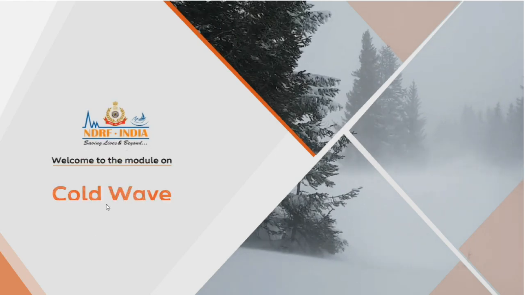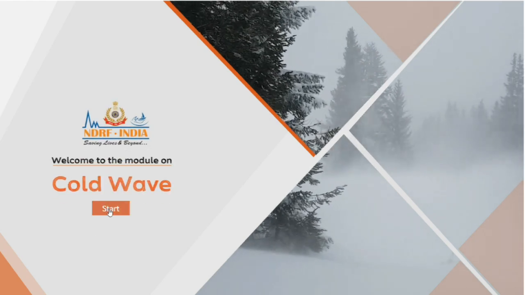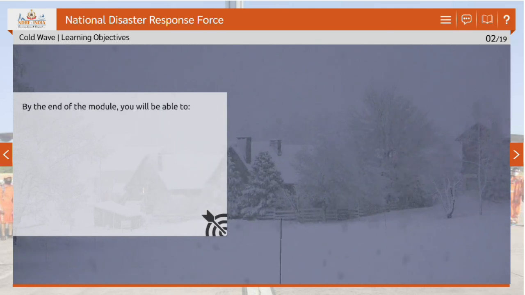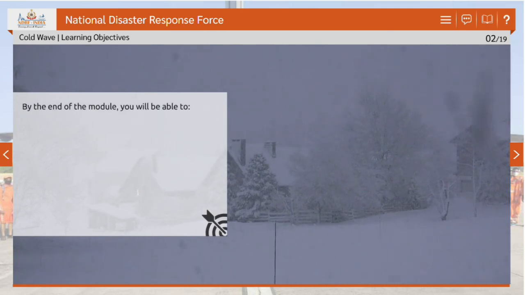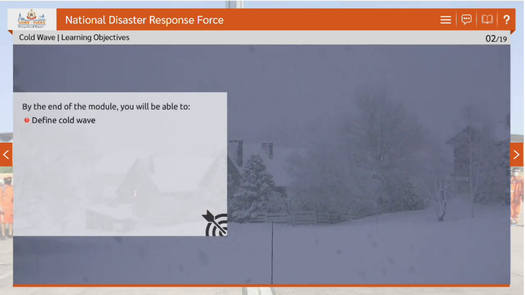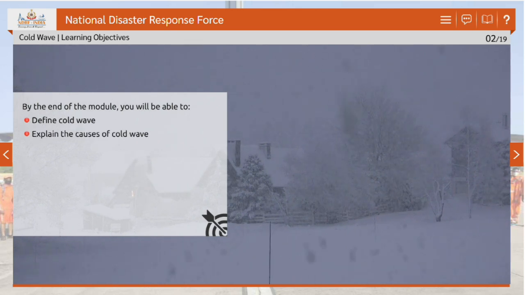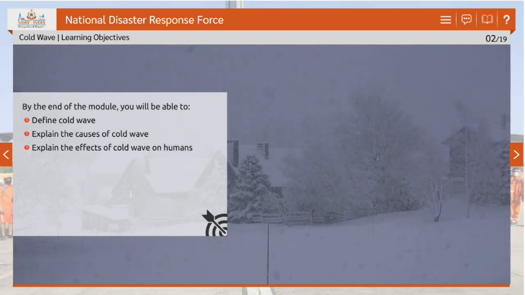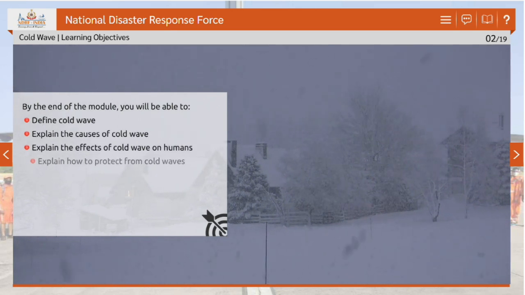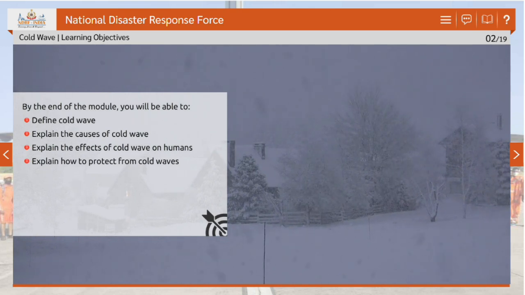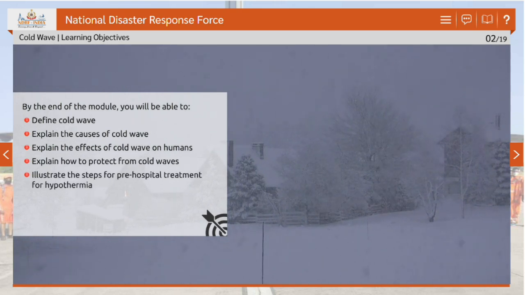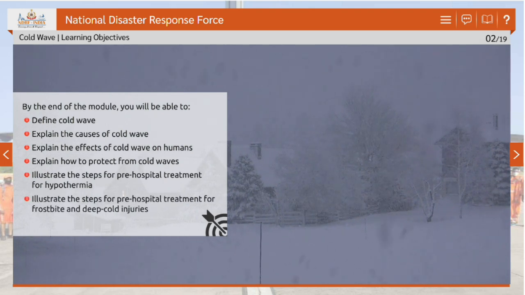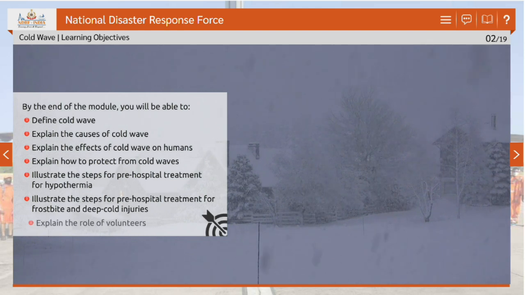Welcome to the module on cold wave. By the end of the module, you will be able to define cold wave, explain the causes of cold wave, explain the effects of cold wave on humans, explain how to protect from cold waves, illustrate the steps for pre-hospital treatment for hypothermia, illustrate the steps for pre-hospital treatment for frostbite and deep cold injuries, and explain the role of volunteers.